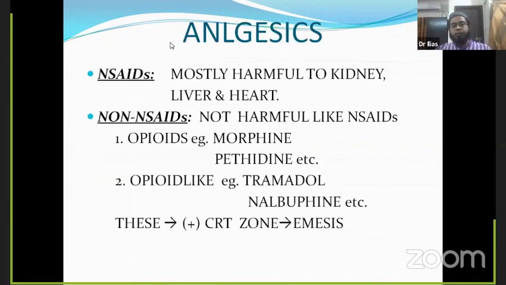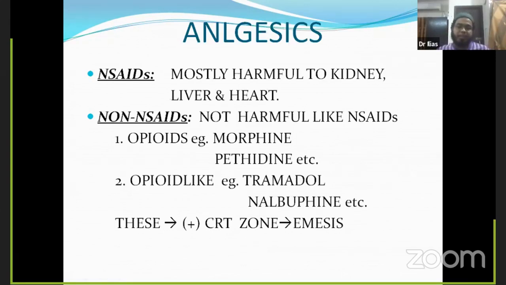You see, what is analgesics? I mentioned over here the types of analgesics.